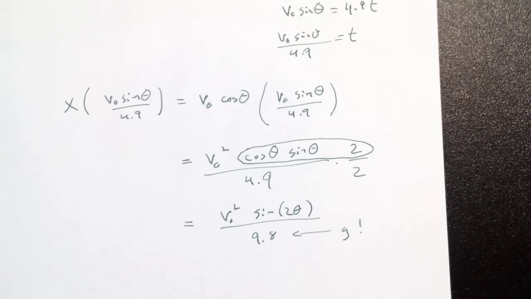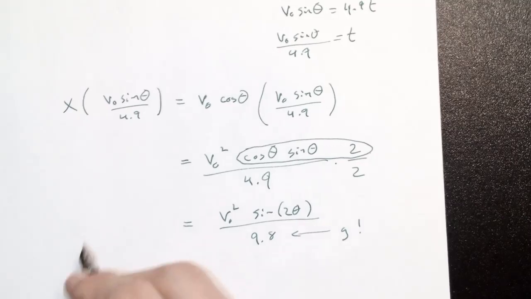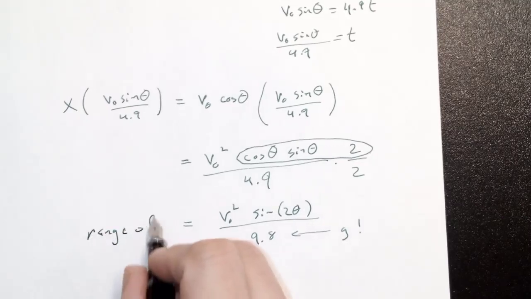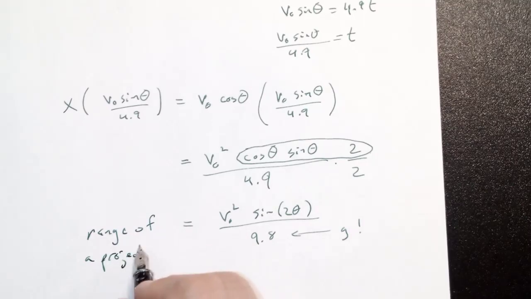This, by the way, is formally written down as the range of a projectile. Now, please note that this does take the universe and make it a lot simpler. There are 2 things that I'm ignoring here. I'm ignoring any difference in elevation between me and the target. I assumed that I was at a height of 0 when I launched it, and the target was at a height of 0 when I hit it. I'm also ignoring wind or air resistance or any other type of behavior like that.